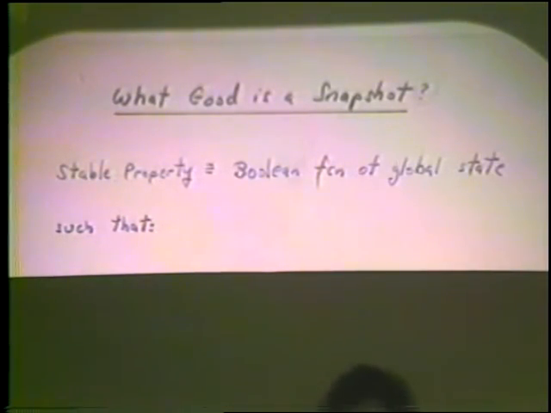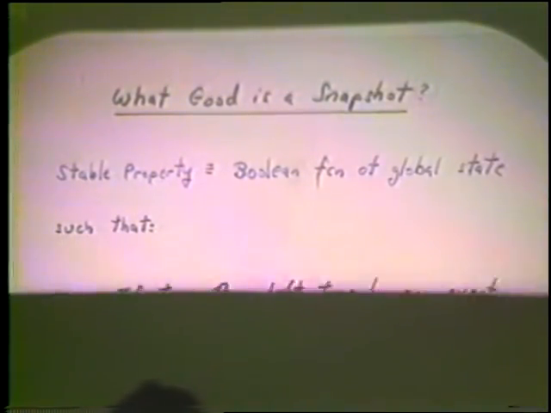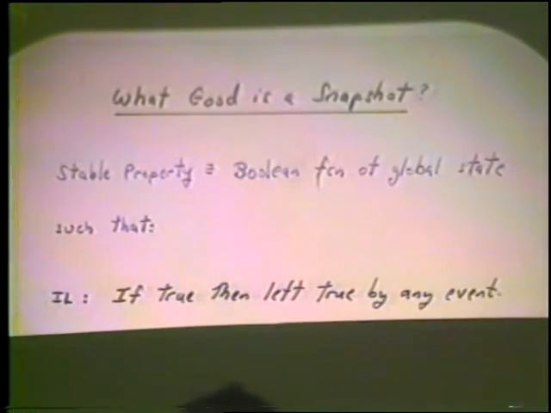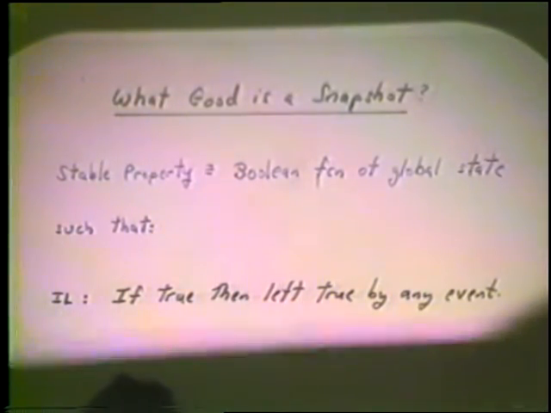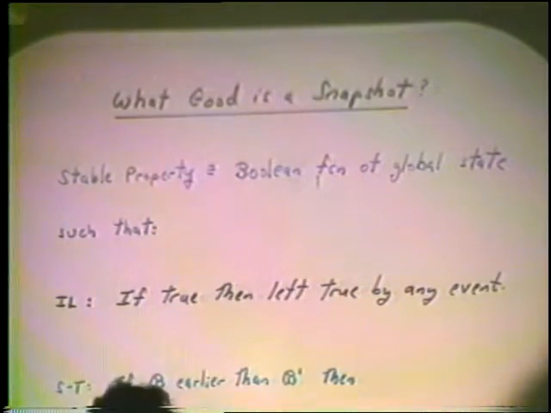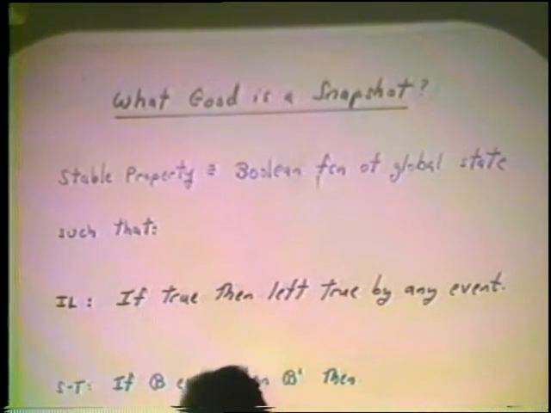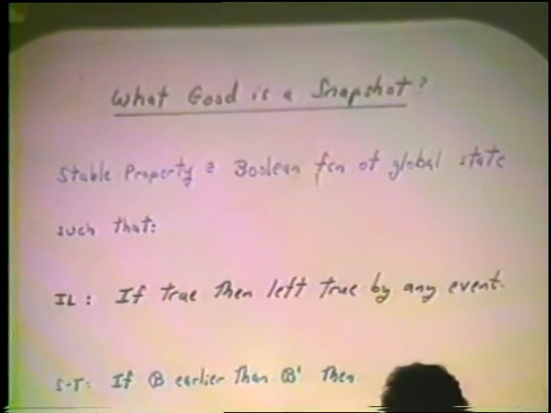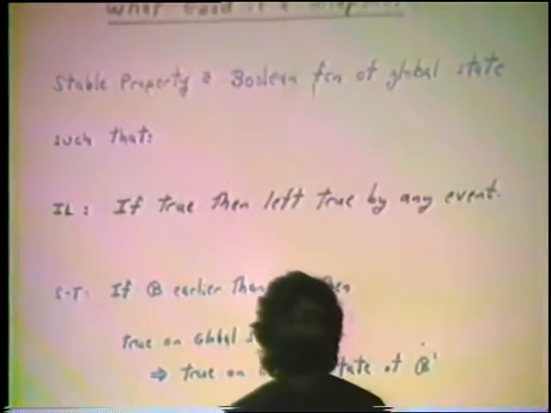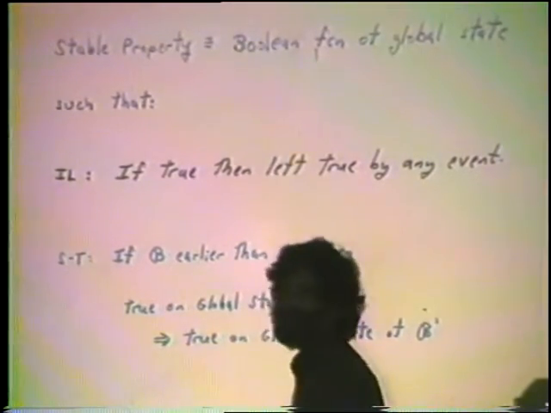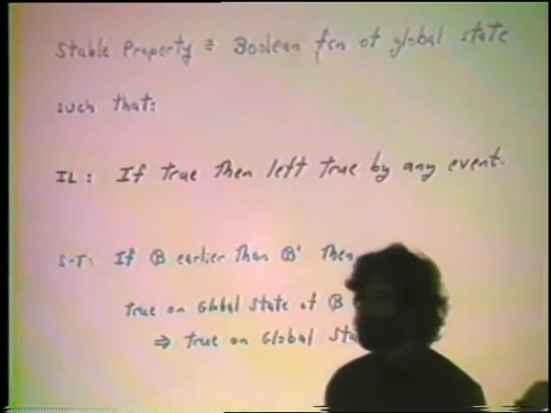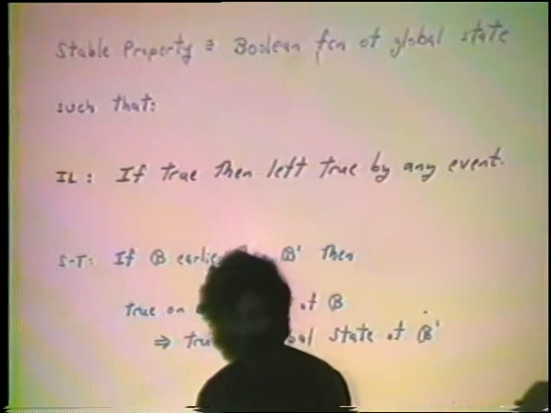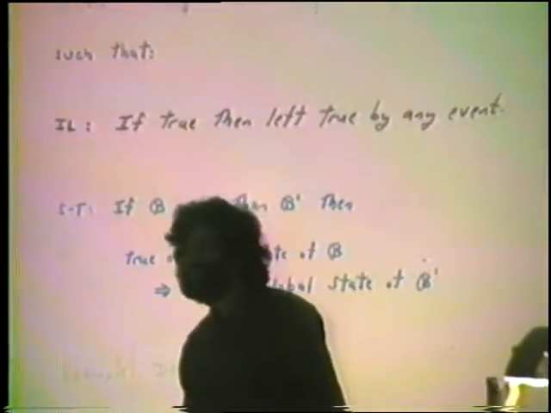What good is it? It's good for determining stable properties. And a stable property is a Boolean function of the state such that, and I'll give you two characterizations of it, in the interleaving event model, if it's true, then it's left true by any event. In other contexts, this is called an invariant.